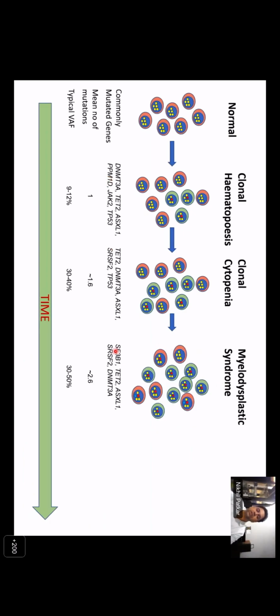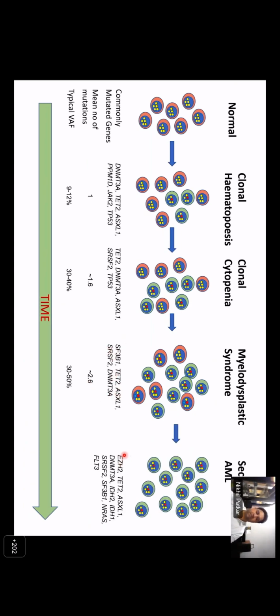But when the patient starts to be cytopenic, the number of mutations starts to increase, their VAF increases, and then eventually they become myelodysplastic syndromes, where they start to acquire dysplasia. The mutations increase in number as well as in type till they become AML. So this is something that you should be aware of.